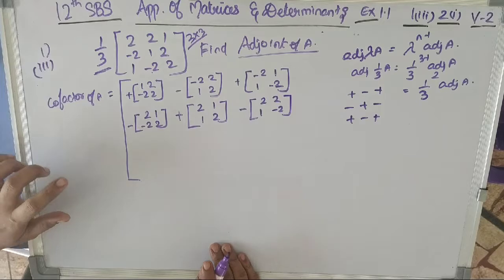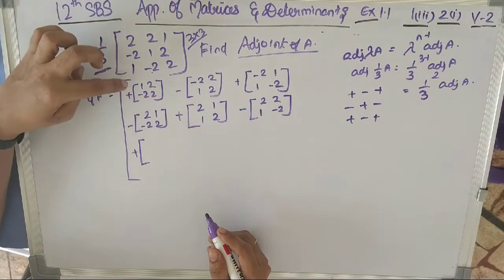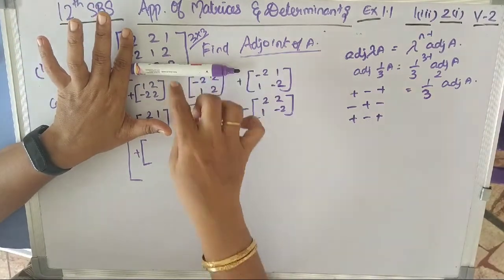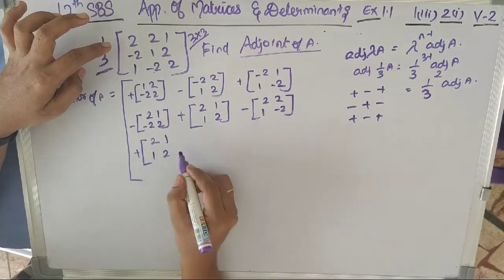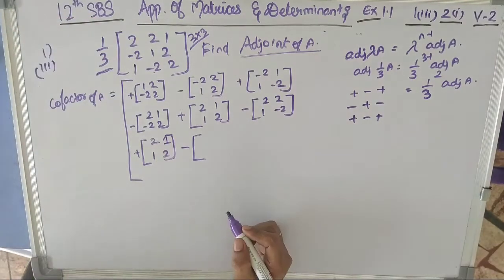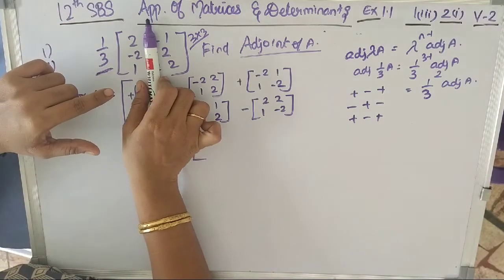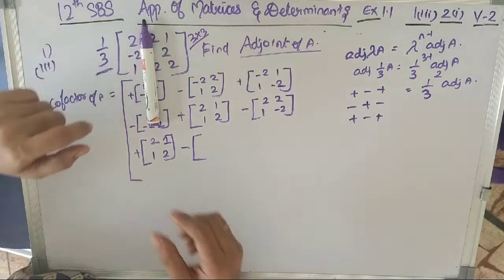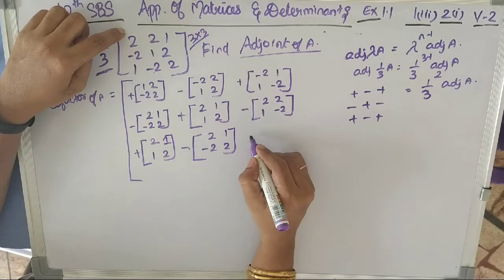Now let's write the sign convention for the next place. Plus of, where is that 1? It is in column 1 and row 3, isn't it? I eliminate that, and what are the remaining elements? 2, 1, 1, 2. Next, the sign convention for the next place is minus. So minus of, where is that minus 2? It is in column 2 and row 3. Now what are the remaining elements? 2, 1, minus 2, 2, isn't it? So minus of the determinant 2, 1, minus 2, 2.